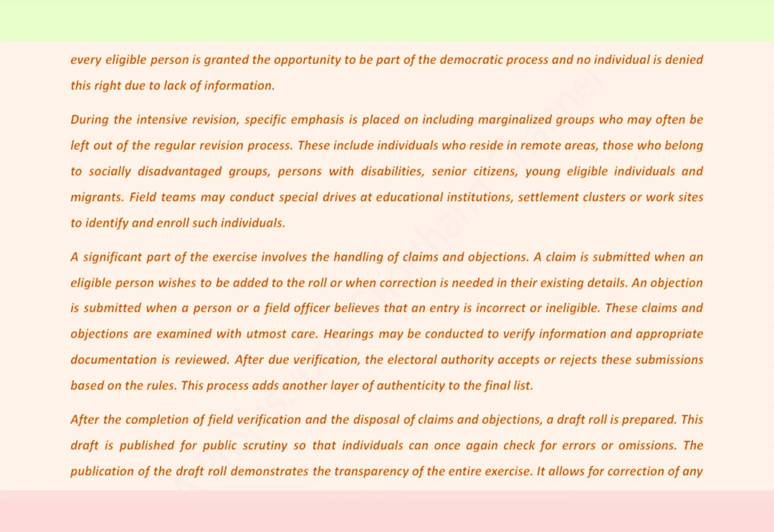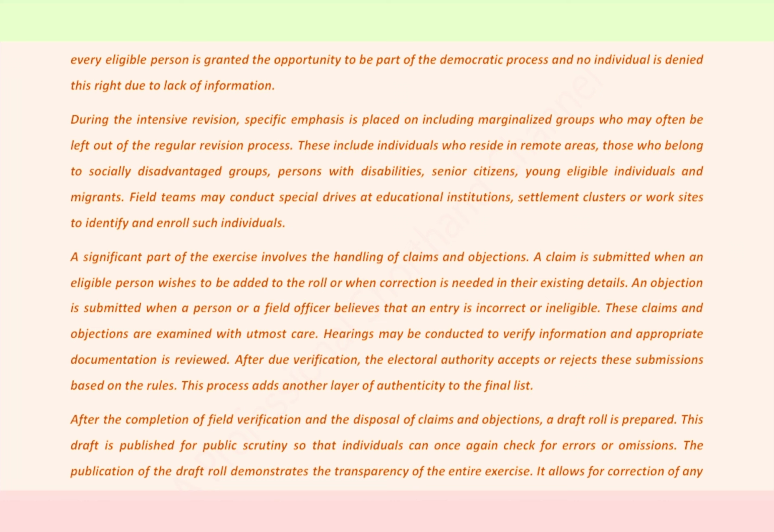Hearings may be conducted to verify information and appropriate documentation is reviewed. After due verification, the electoral authority accepts or rejects these submissions based on the rules. This process adds another layer of authenticity to the final list. After the completion of field verification and the disposal of claims and objections, a draft roll is prepared.